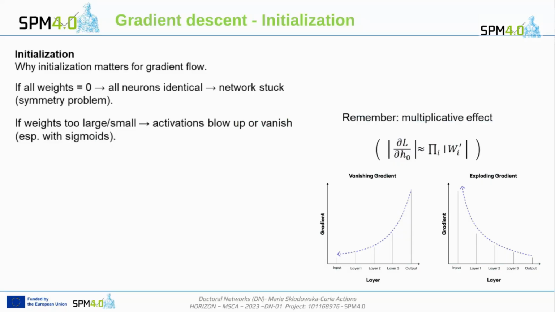Then there's also this problem: if the weights get too small or too large, activations can blow up or vanish. Remember the multiplicative effect. If the weights are too small, the last layer might be fine, but as you backpropagate, the gradients vanish, go to 0, and learning becomes super slow. And the same if they are too large: the first layer might be fine, but then you run out of memory because the values get too large.